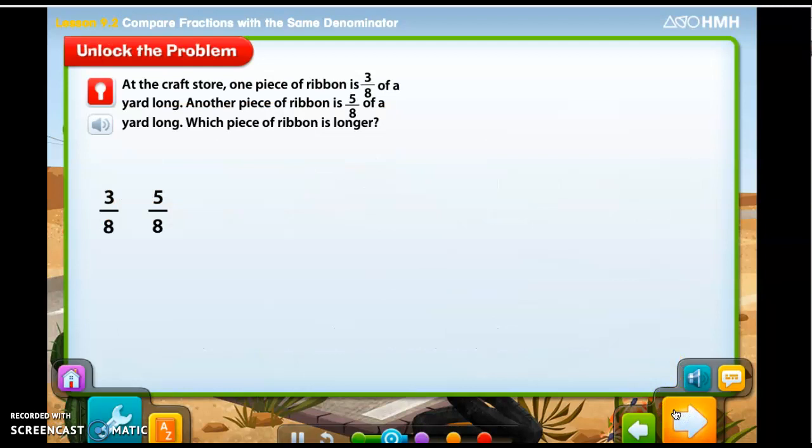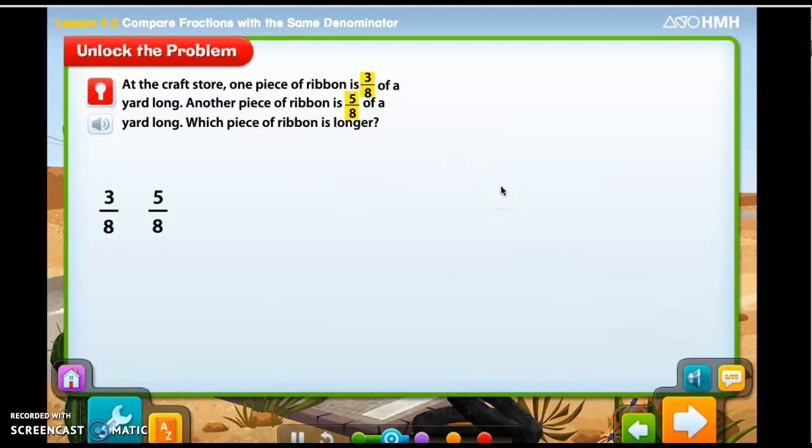Let's see 2 other ways to compare fractions. Now we're trying another one. What fractions are you comparing? We're comparing 3/8 and 5/8, right? At the craft store, one piece of ribbon is 3/8 of a yard long. Another piece of ribbon is 5/8 of a yard long. Which piece of ribbon is longer?